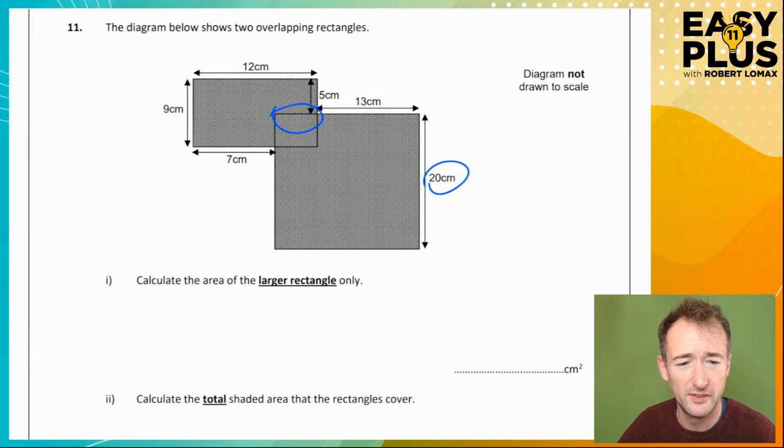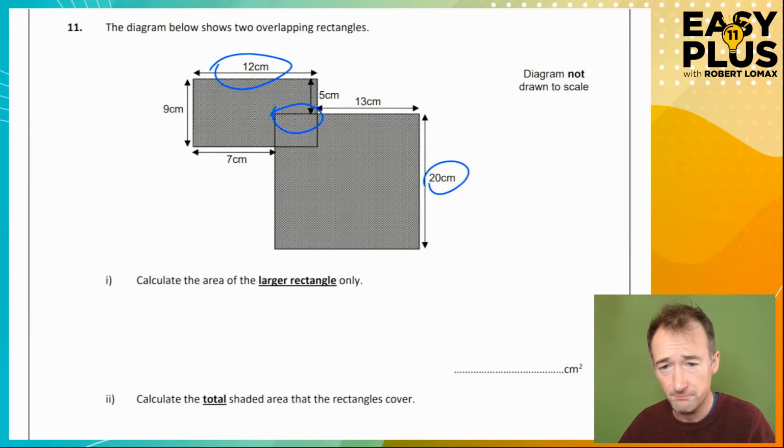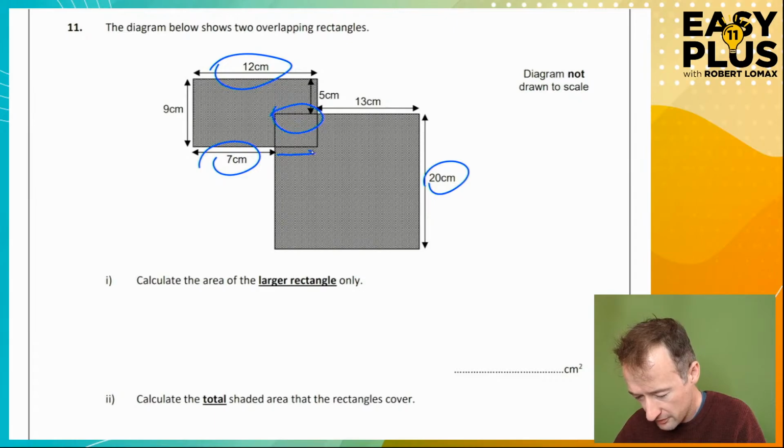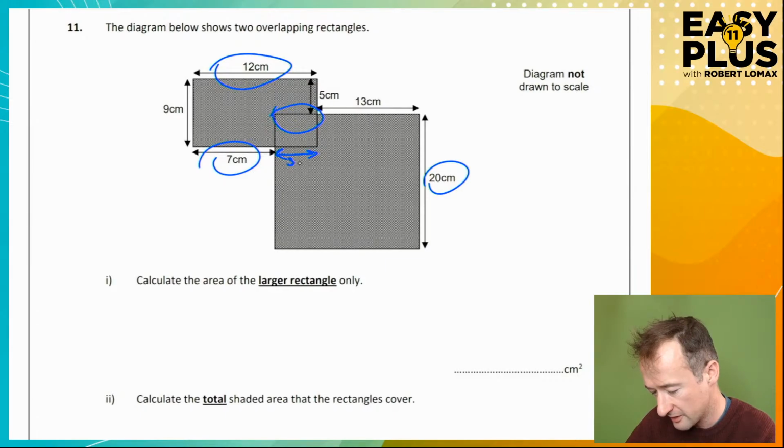How can we find that out? Well, let's look around at what we know. We know that this is 12, and we know that this is 7. So this here is going to be whatever you have to add to 7 to make 12. It's going to be 5 centimetres. And if you look at the rectangle up here on the left, it makes sense, doesn't it? We've got 7 and 5 along the bottom, which add up to 12, which are the same as 12 along the top. So if this is 5 centimetres, then this too is 5 centimetres. 13 and 5 gives us 18. So this is 18 centimetres along there.